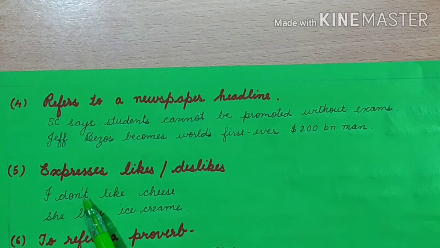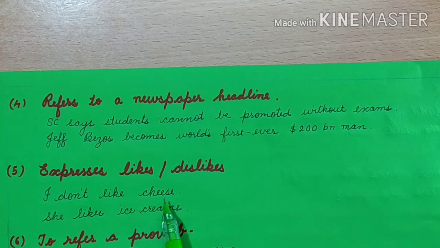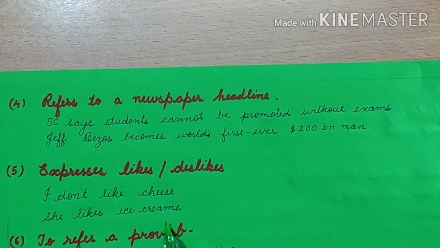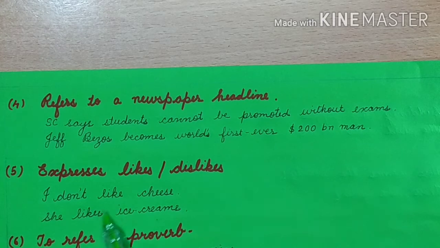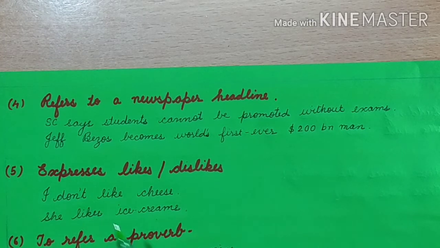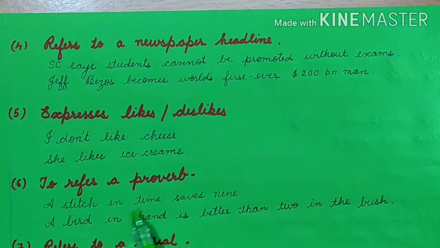Let's move next. It expresses likes and dislikes, no? So I don't like cheese. She likes ice cream. One is in a negative way and one in a positive way. Here we have used simple present tense. Now, to refer to proverbs, they are usually in simple present tense. A stitch in time saves nine. Saves.